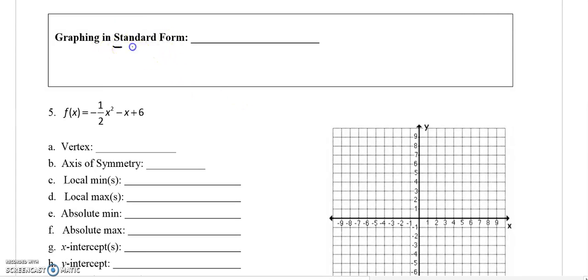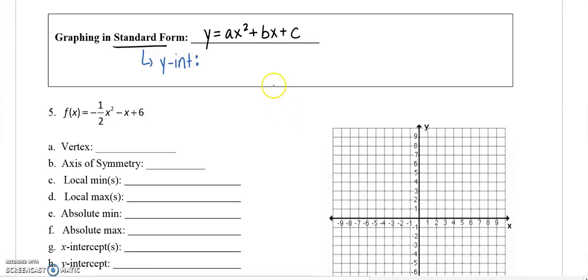Standard form, just based on the name, is kind of a vague name. Standard is not a part of the graph, and that should give you a hint that there's really nothing you can find from standard form. Standard form looks like this: ax squared plus bx plus c. So no parentheses. It's as though you multiplied everything out already. The only little tiny thing you can get from standard form is the y-intercept.